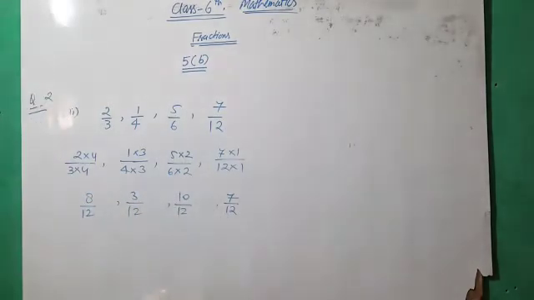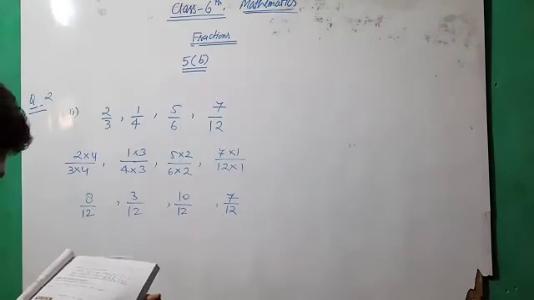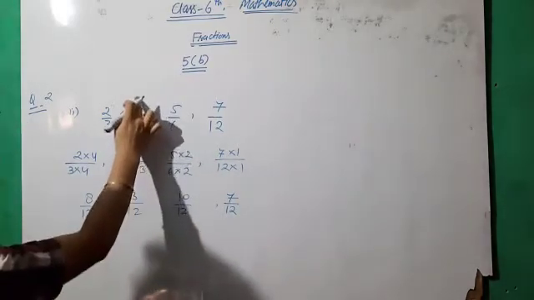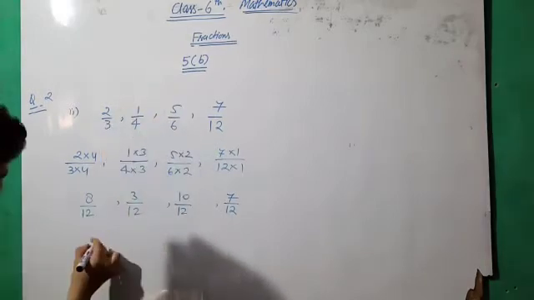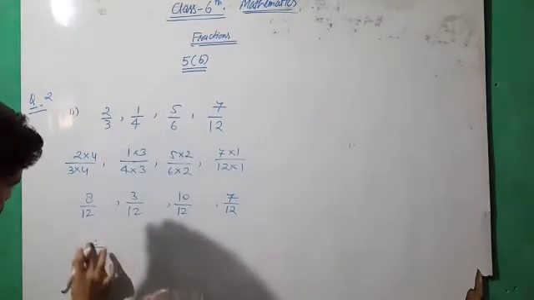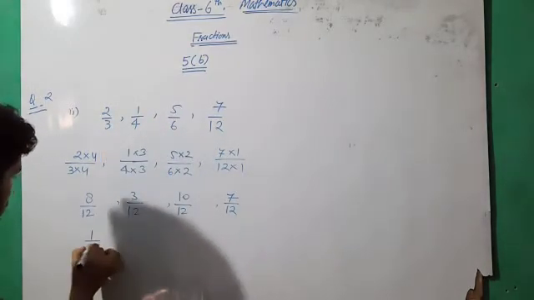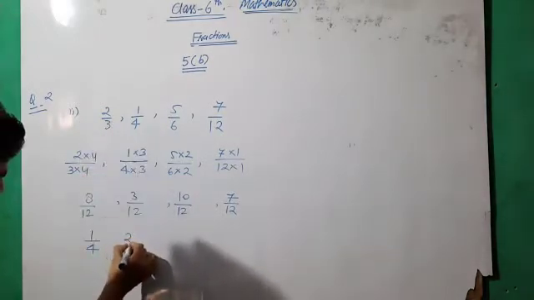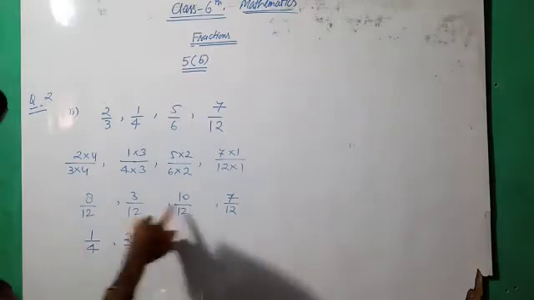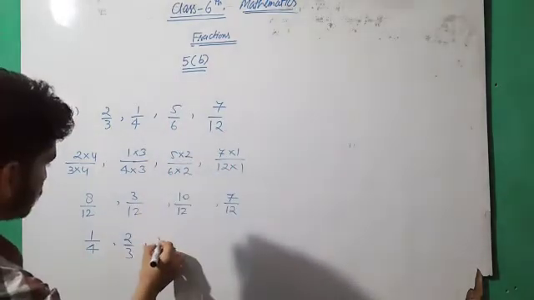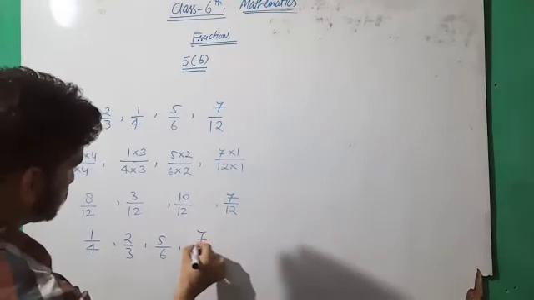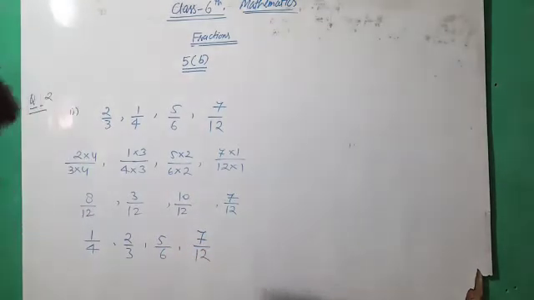Okay, so we have to arrange the numbers in ascending order. So the first one is 3 by 12, and 3 by 12 means 1 by 4. Then the second one is 7 by 12. Then 8 by 12, which means 2 by 3. Then we have 10 by 12, which means 5 by 6. So these are in ascending order.